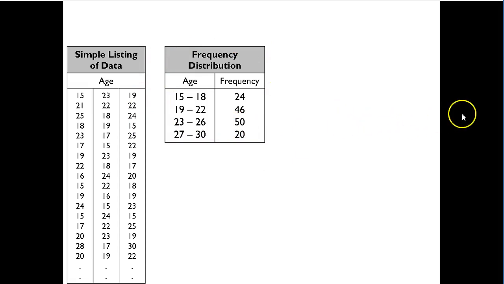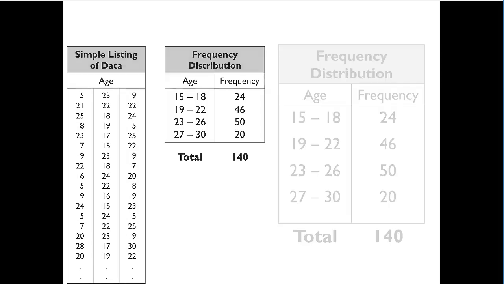So in this video, we're just going to look at the different parts of a frequency distribution. Another important thing to note is if you want to figure out the total number of people or students in this case in the sample, you can add up all of the frequencies and that would give you your total. So just keep that in mind.